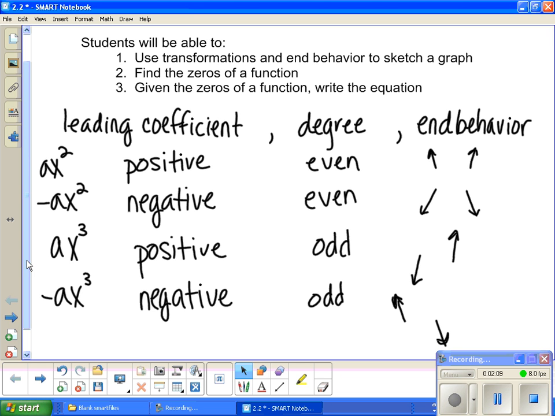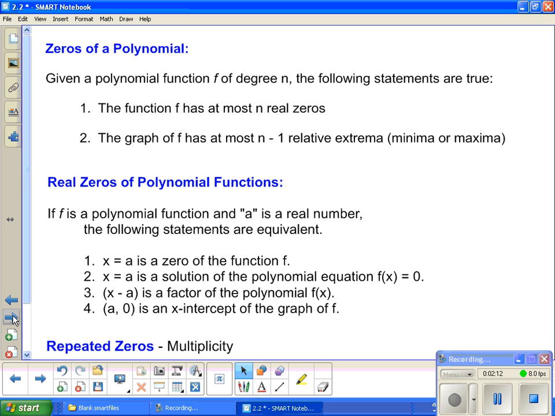Now let's talk a little bit about the zeros of a polynomial. For a polynomial function f of degree n, the following statements are true. The function has at most n real zeros, and the graph has at most n minus 1 relative extrema, minima or maxima. This means how many turns it takes. And number 1 means that if it's like an x squared, it has at most 2 real zeros. X cubed means it has at most 3 real zeros. Could have less.